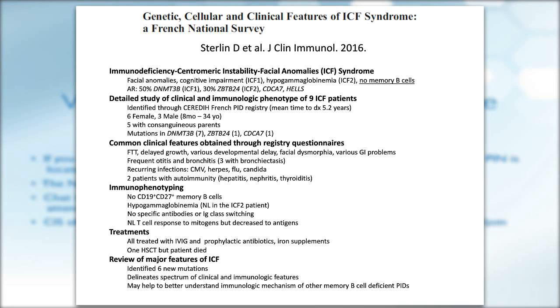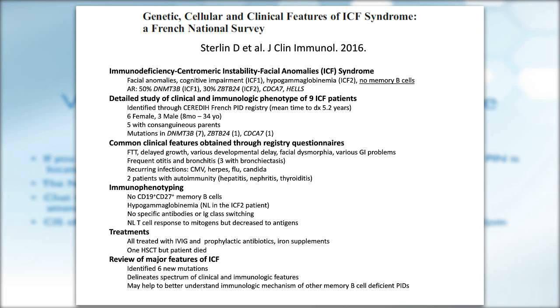In terms of the common clinical features, a number of them had failure to thrive and delayed growth. There were various levels of developmental delay, as well as facial dysmorphia, and there were interesting various GI problems such as recurring diarrhea, cholangitis, as well as reflux. The most frequent infections noted were frequent otitis and bronchitis, with 3 patients also having bronchiectasis.